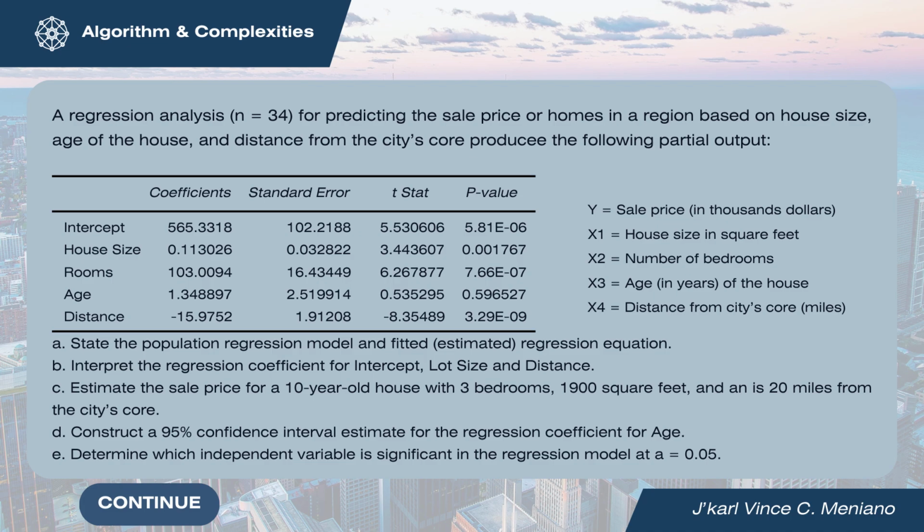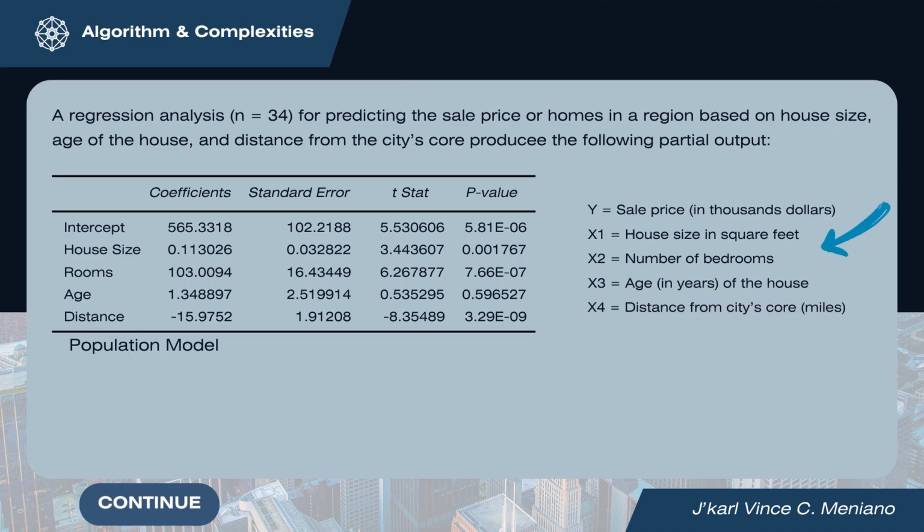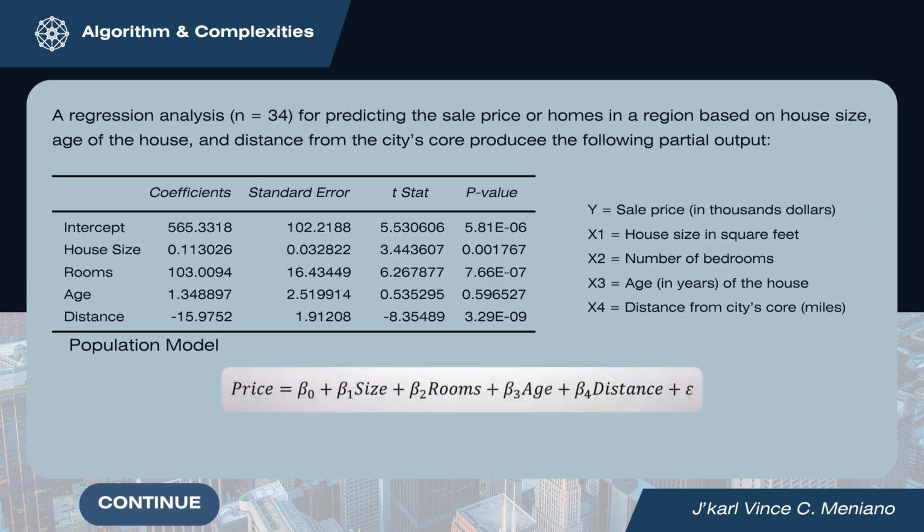Here, I will be answering these questions based on this partial output for multiple regression coefficients. The regression analysis is to predict sale price based on house size, number of bedrooms, age of the house, and distance from the city. Since we have four independent variables or predictors here, the multiple regression model could be written as follows. It could also be written in this form based on the definition of the x variables here.